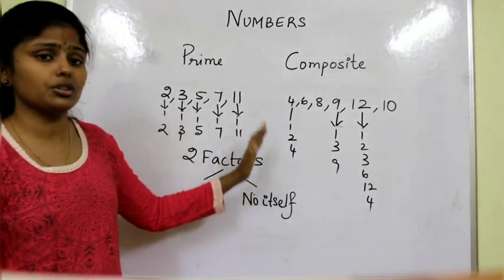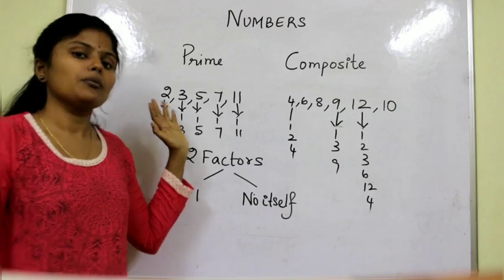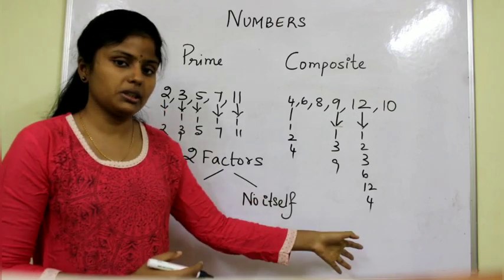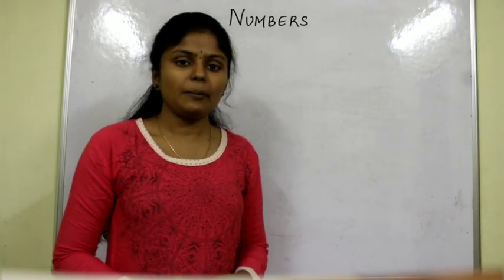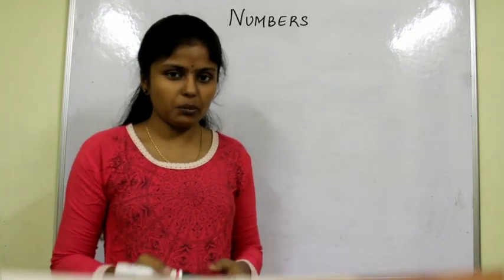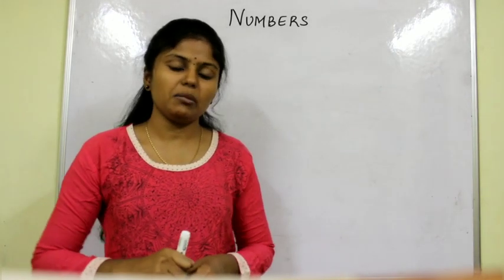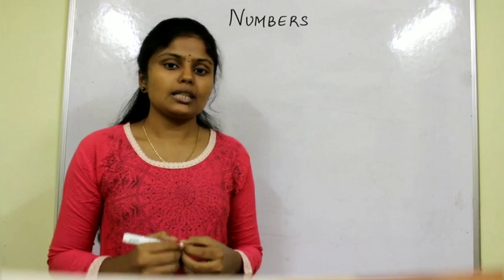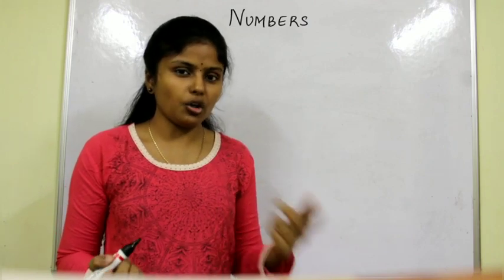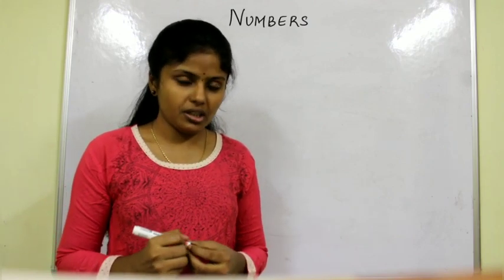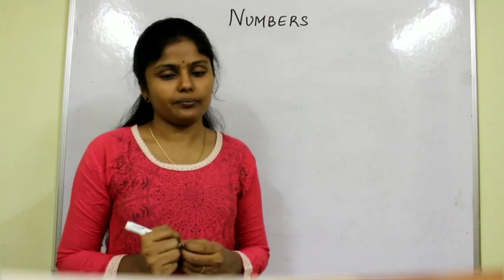So this is the definition that you can use for finding whether a number is a prime number or a composite number. I believe that now you know the definition of prime numbers and composite numbers. So let me give you a question. Is number 1 a prime number or a composite number? Try to find the answer and put it in the comment box below.